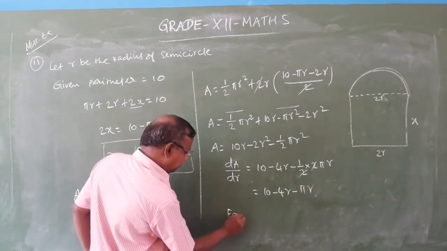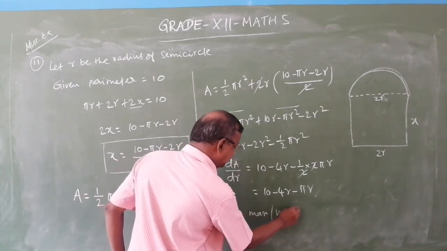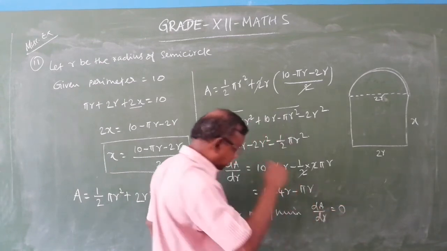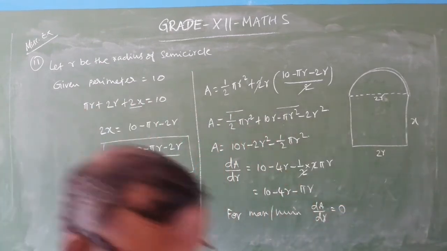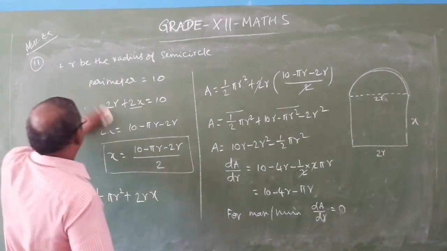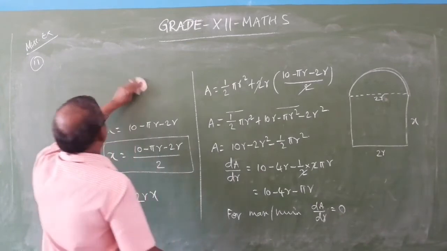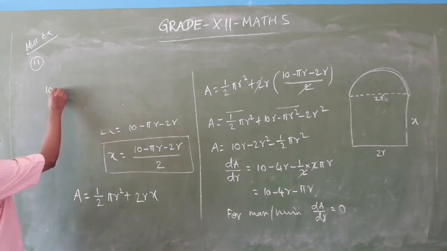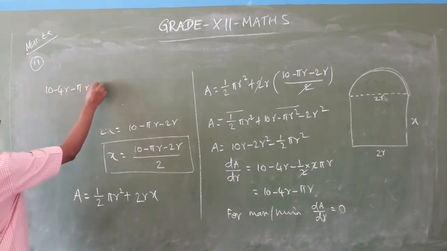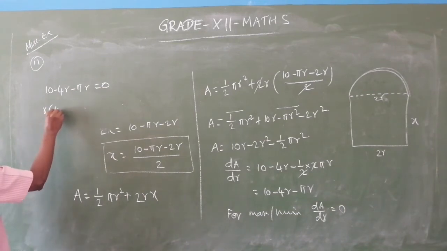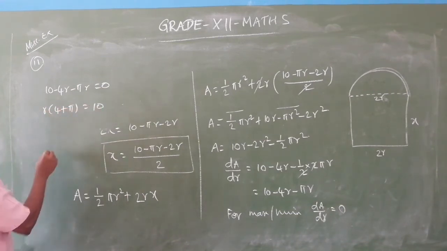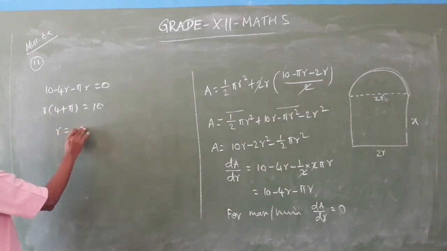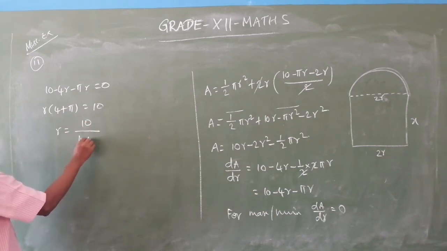For maximum or minimum, we have to put the first derivative equal to 0. So dA by dr equals 0. Now if dA by dr equals 0, it means 10 minus 4r minus pi r equals 0, or r into (4 plus pi) equals 10. Therefore r equals 10 by (4 plus pi).